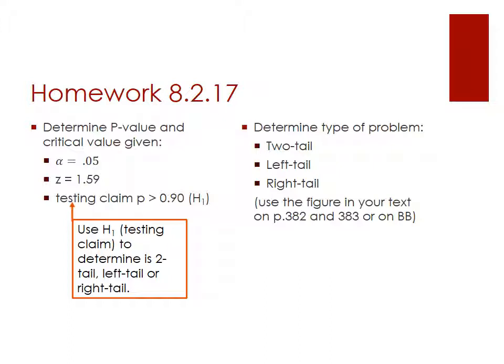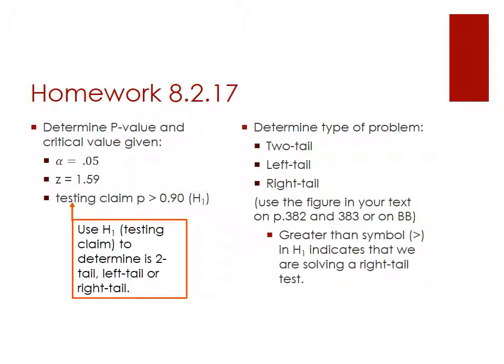Looking at the figures in your text on pages 382 and 383, which are also the ones posted on Blackboard, you can identify, based on the symbol in the testing claim, the alternative hypothesis, what type of tail test we are working with. So in this particular example, we have a greater than symbol, and that indicates that we are solving for a right tail test. So we need that information before we can proceed any further in finding either the p-value or the critical value, as our approach for finding those values is going to be different if we have a right tail, a left tail, or a two-tail.